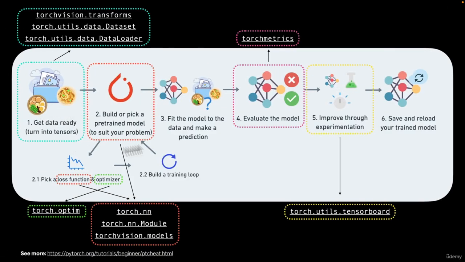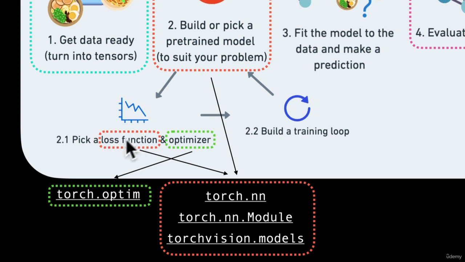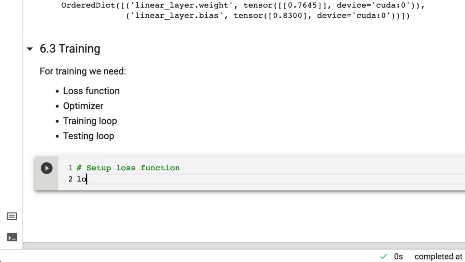We've got data ready. We've built or picked a model. We're using a linear model. Now we're up to here, 2.1, pick a loss function and an optimizer. We're going to build a training loop in the same session because you know what? We're getting pretty darn good at this. For the loss function, we're going to use L1 loss. So let's set that up: nn.L1Loss, which is the same as MAE.